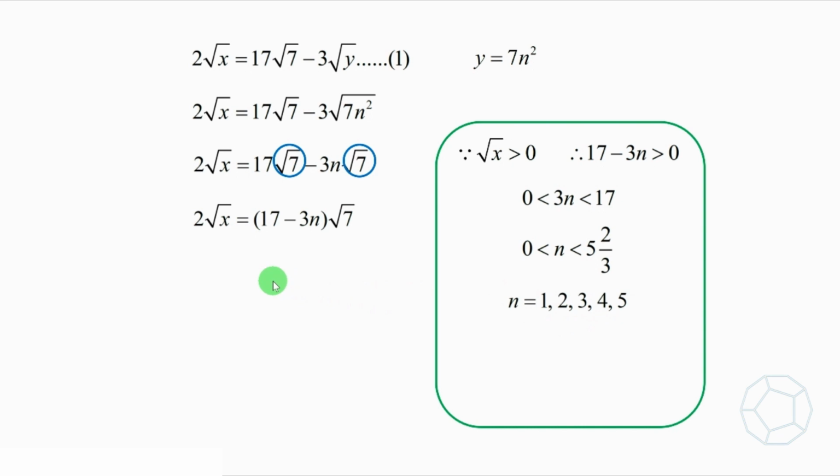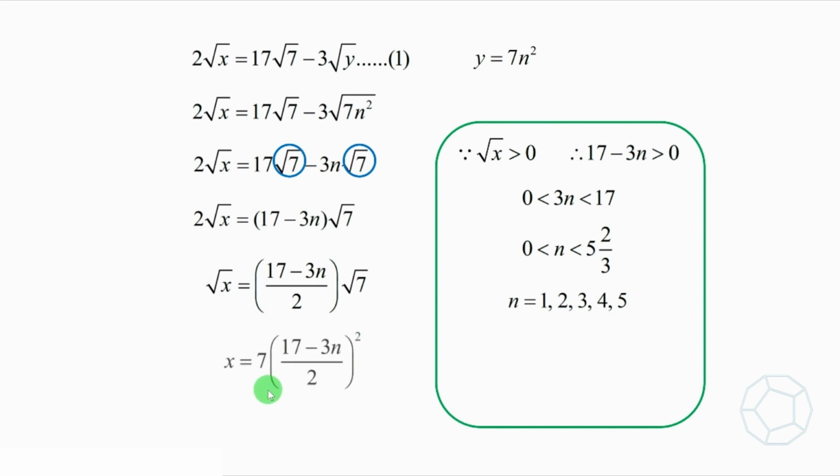Let's continue to find the equation of x first. We divide by 2 to the other side. Then square both sides of the equation. So x is equal to 7 times bracket 17 minus 3n over 2 whole squared. See, that's what we expected at the beginning of the video. Both x and y are in the form of 7 times a square number.